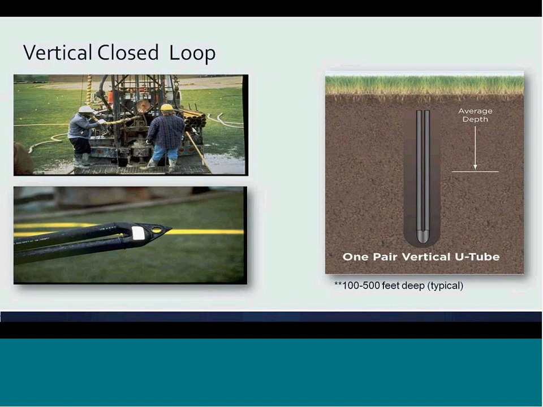An example of a vertical loop being installed is on the left, and how it looks diagrammatically as it goes into the earth is on the right. The driller drills a borehole vertically down into the earth. Then a prefabricated U-bend loop, which you'll see in the bottom left photo, is put down into the borehole to the depth specified by the design engineer. Finally, the borehole is filled with grout from the bottom of the borehole all the way to the top at grade.